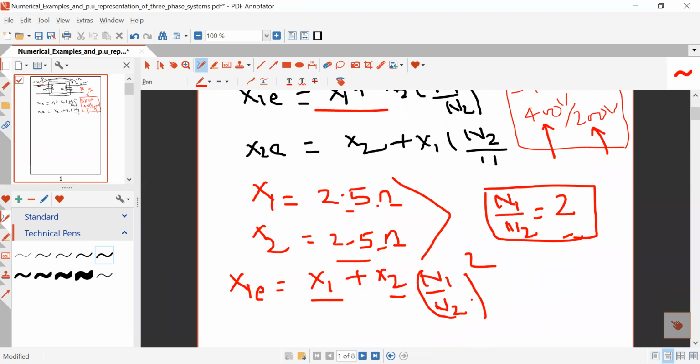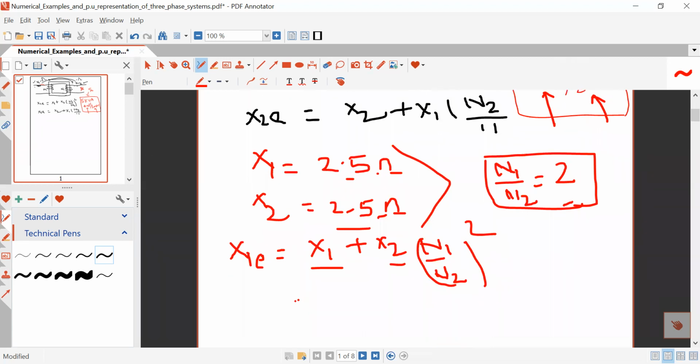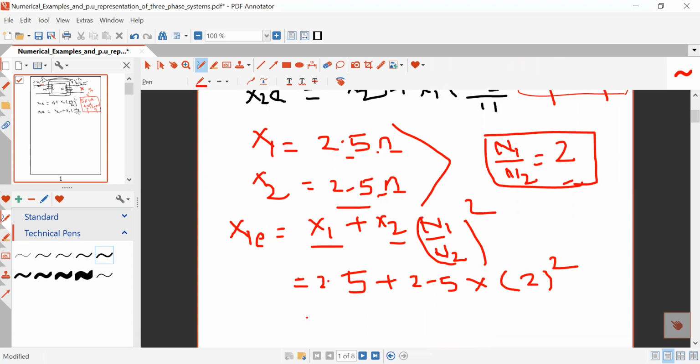So X1, X2, N1 by N2, everything is given. So you can substitute the values 2.5 and 2.5 into (N1 by N2) which is 2 square. And this will be equal to 12.5. But this will be in ohm. So this is the total reactance of the transformer referred to the primary side in ohm.